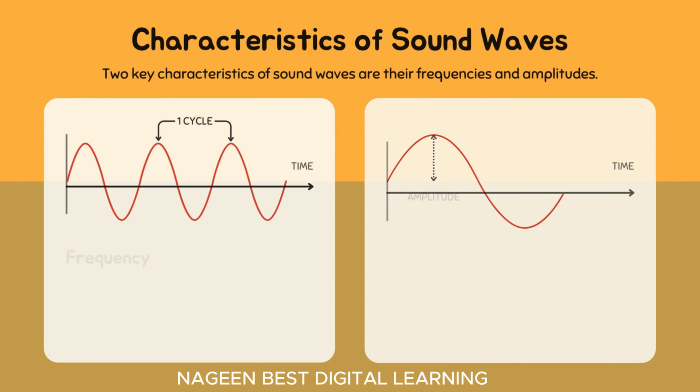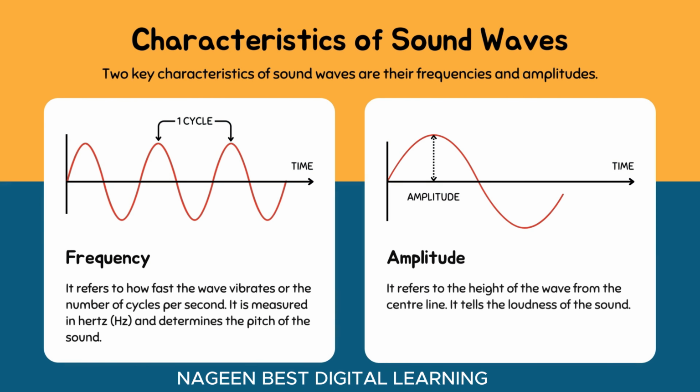Characteristics of sound waves. Frequency. It refers to how fast the wave vibrates, or the number of cycles per second. It is measured in Hertz, Hz, and determines the pitch of the sound.